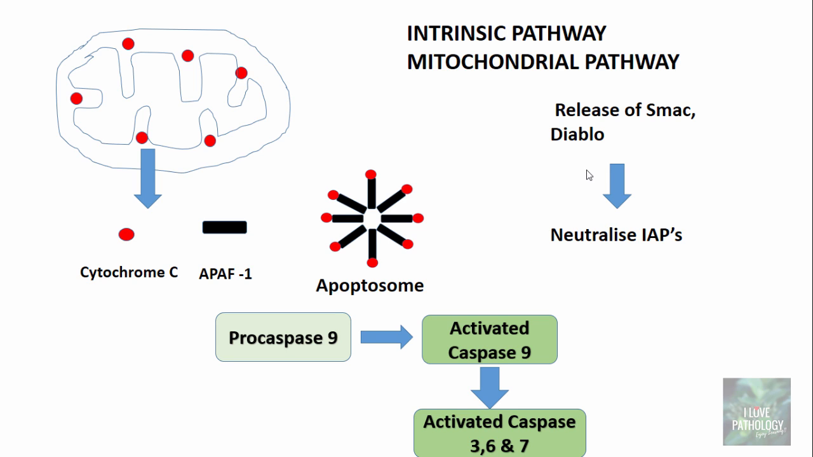Normally the function of IAP is to inhibit apoptosis. But what happens when these are released? These released proteins neutralize IAPs. So when these IAPs are neutralized, then there is a caspase cascade. Now let us understand how this cytochrome C, which was normally present within the mitochondria, comes out of the mitochondria.